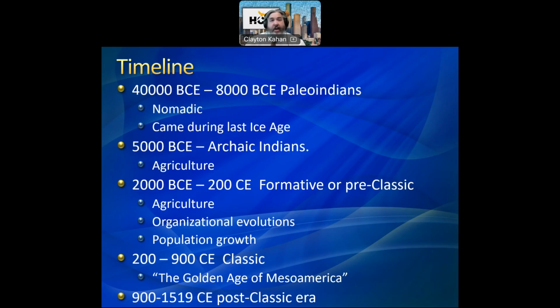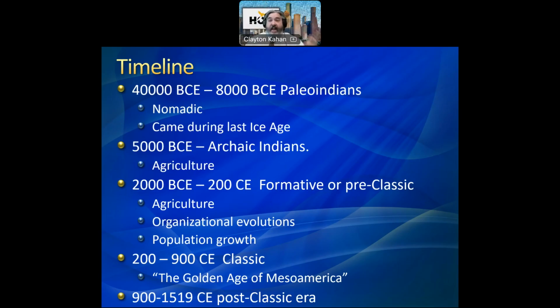Okay, so to give you an idea of who these people might be, the Mayans are going to appear during this formative or pre-classic era, somewhere between the years 2000 before the Common Era and the year 200 of the Common Era. So they kind of cross that dividing line where you've got before the Common Era, then basically year zero, and then the Common Era.